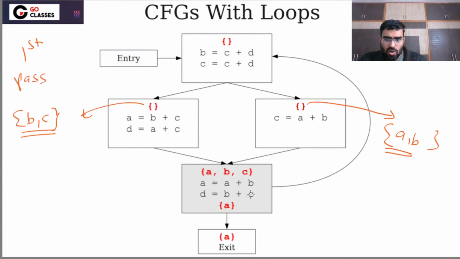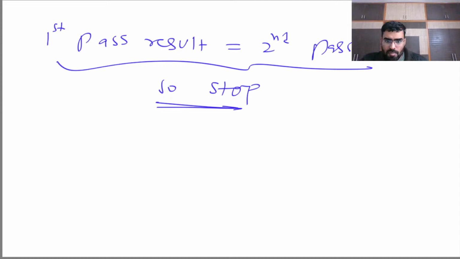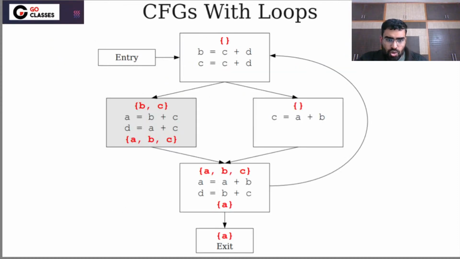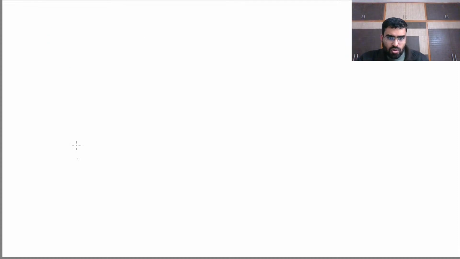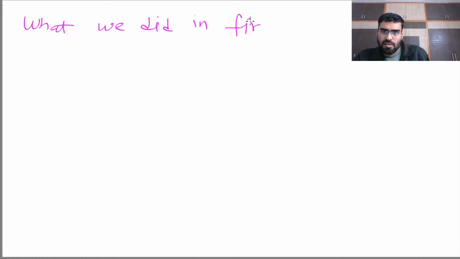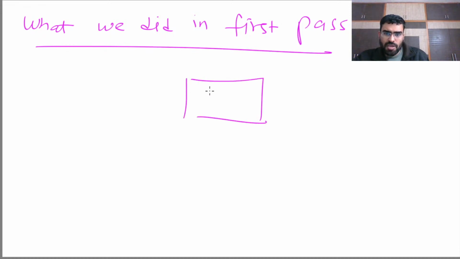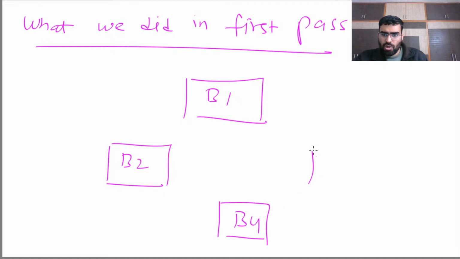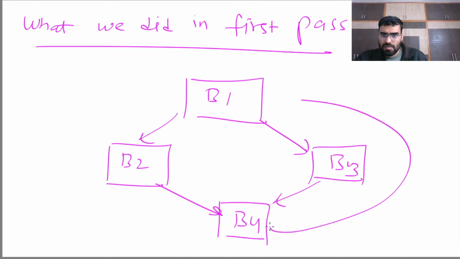Now you can notice one more thing. First we did this, then this, then this, then this. Correct? Yes or no? This is what we have done. But just assume you do it differently. So what did we do in the first pass? You have basic block B1, basic block B2, basic block B4, and basic block B3. Something like this is what you have.